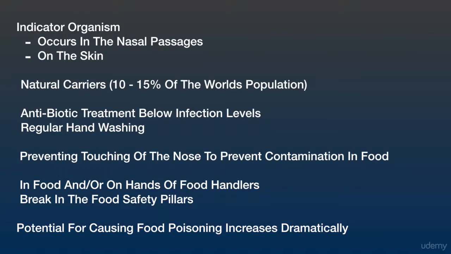I'm sure you can already see why S. aureus can be an indicator organism. Because S. aureus occurs in the nasal passages and on the skin, those that are carriers, usually 10 to 15% of the world's population, antibiotic treatment is required to keep this bacteria at low infection levels. Of course, hand washing and preventing touching of the nose are key areas into preventing contamination of food. Finding this bacteria in food and or on hands of food handlers tells us that there's been some break in the food safety pillars, and the potential for causing food poisoning increases dramatically.